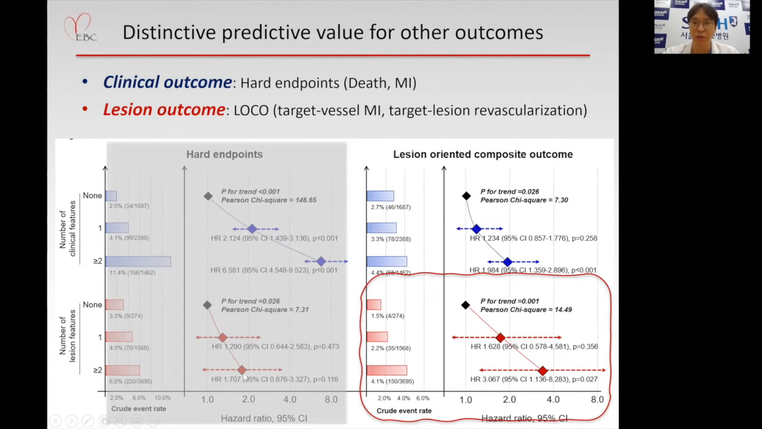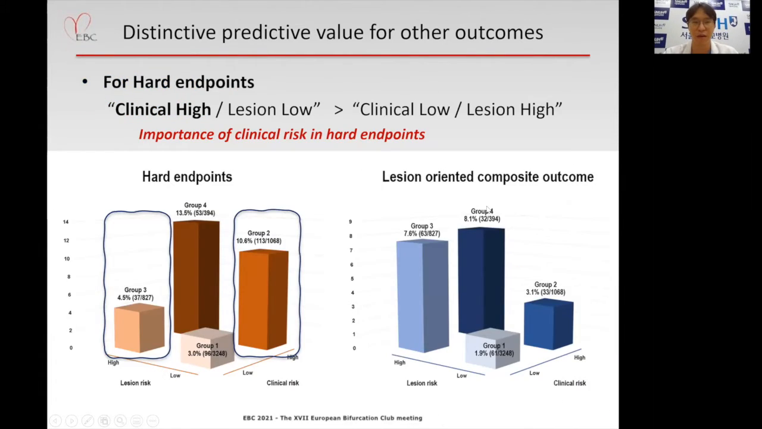However, for lesion-oriented composite endpoints, we could see that the slope was steeper for lesion features compared to clinical features. Therefore, we could say that lesion features were more important in lesion-oriented composite endpoints.